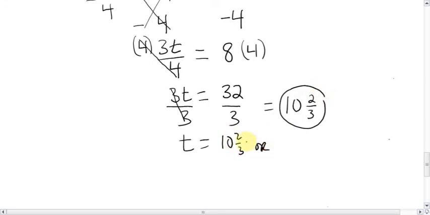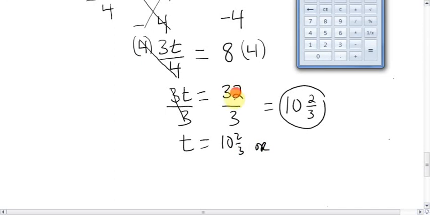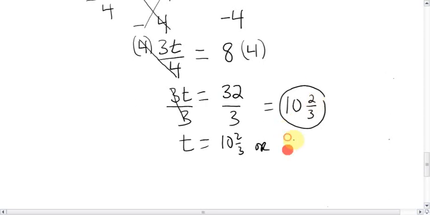Or you can just use your calculator. 32 divided by 3. And you get 10.6 repeating. Either way, just to show you that not every single question always comes out to a nice round answer.